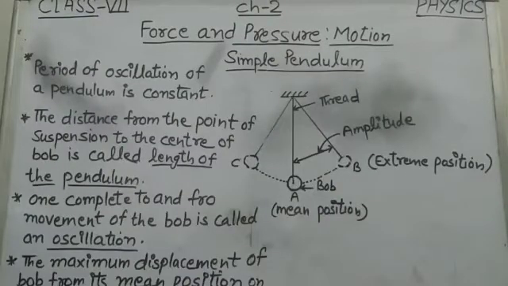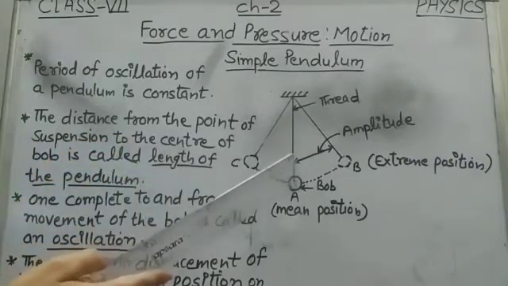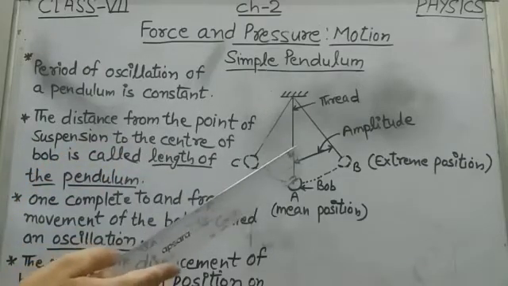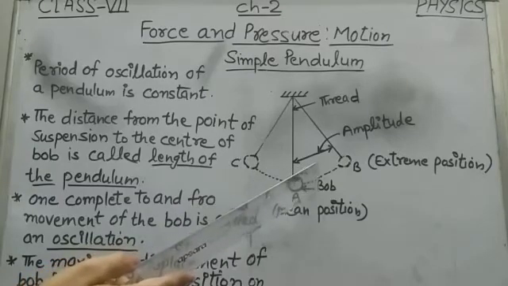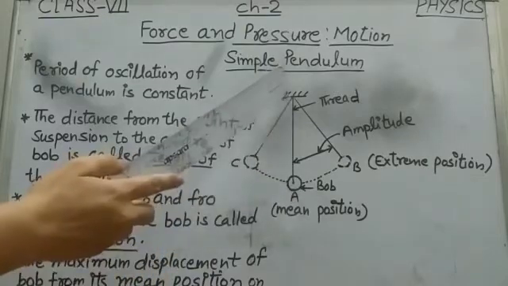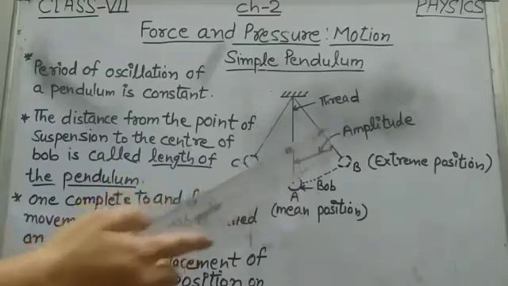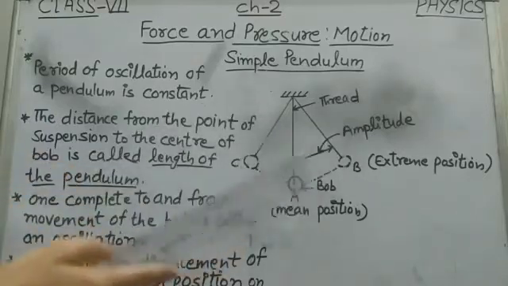Now children, we have just taken an example of the swinging of a simple pendulum. Now, what is a simple pendulum? A simple pendulum consists of a small metal ball called a bob. This metal ball is called a bob, suspended by a long thread from a rigid support such that the bob is free to swing back and forth.